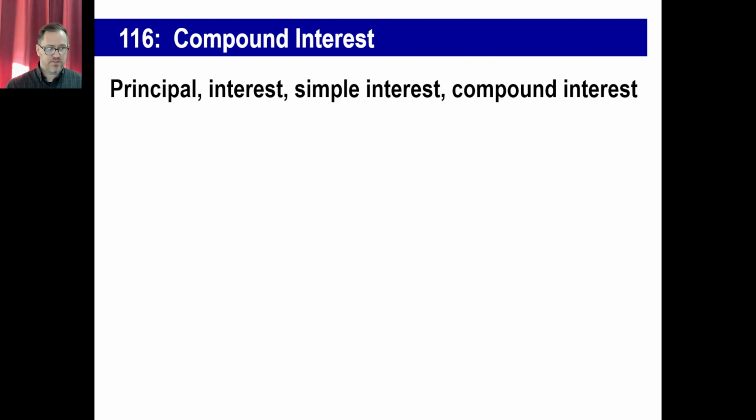Now, simple interest means, let's say you have $1,000 in your bank account and the bank says, we'll pay you 5% interest per year. Well, 5% of 1,000 is 50. So you're earning $50 this year. The next year they pay $50 again on your $1,000, and that's simple interest.